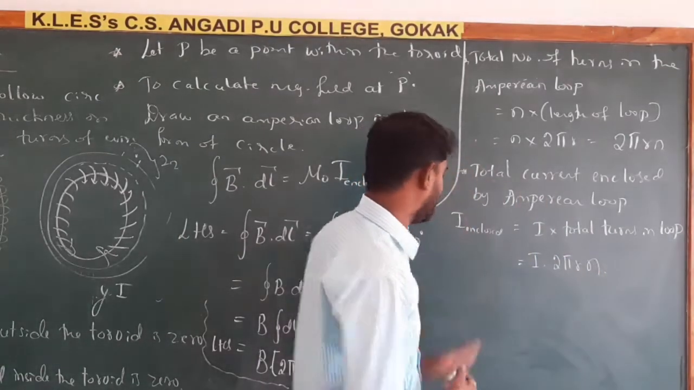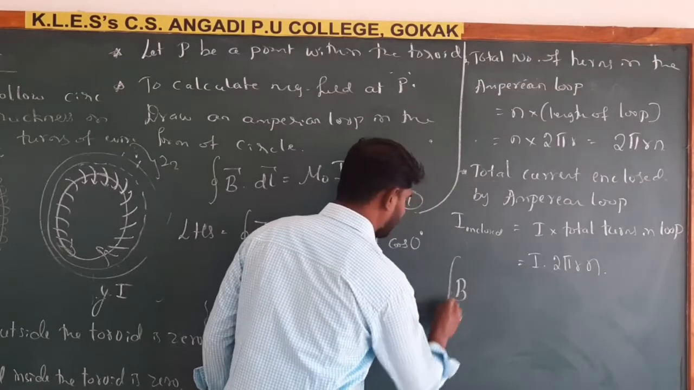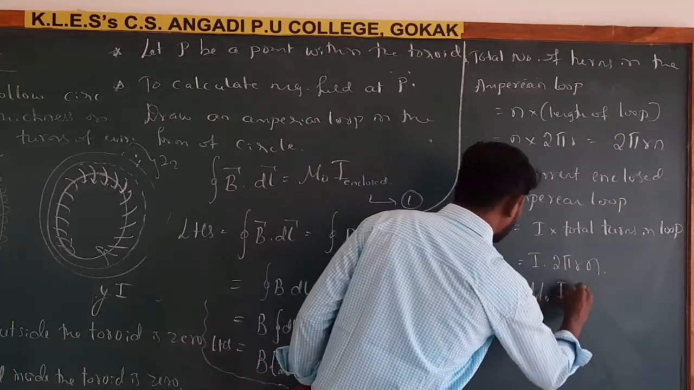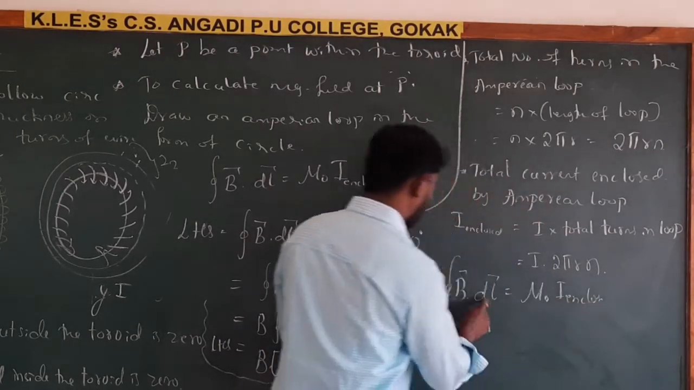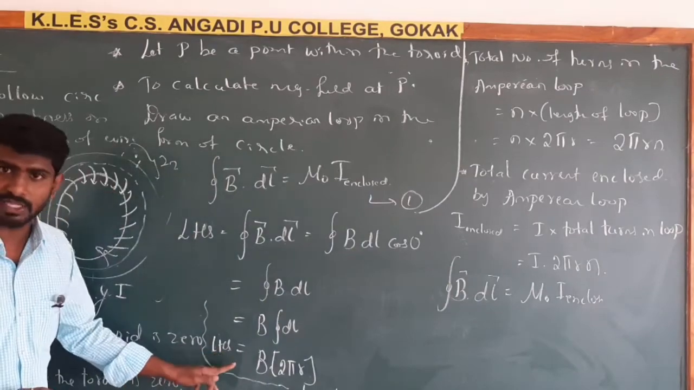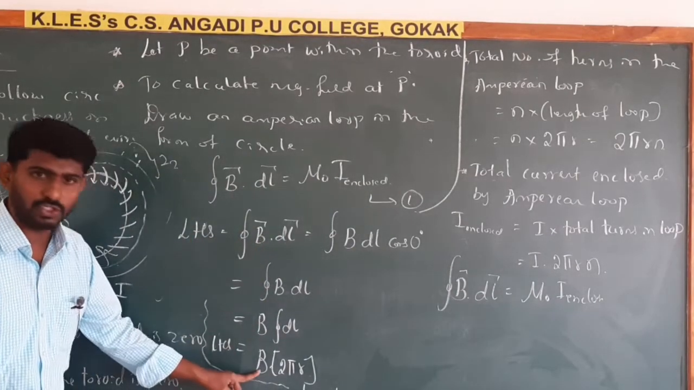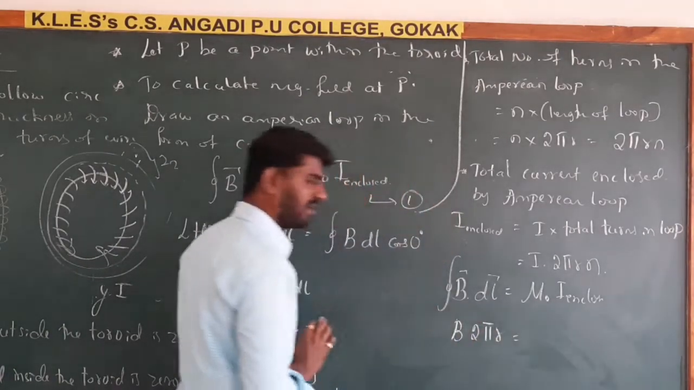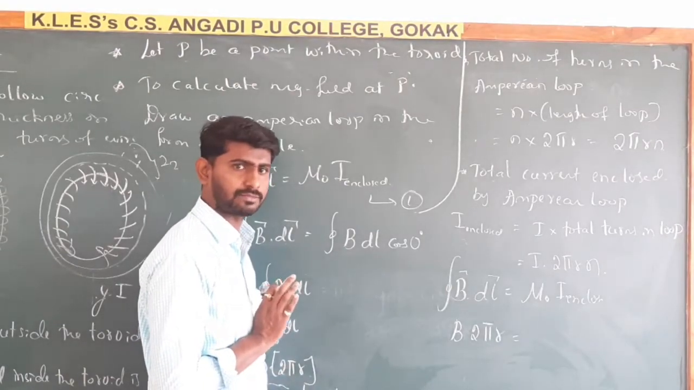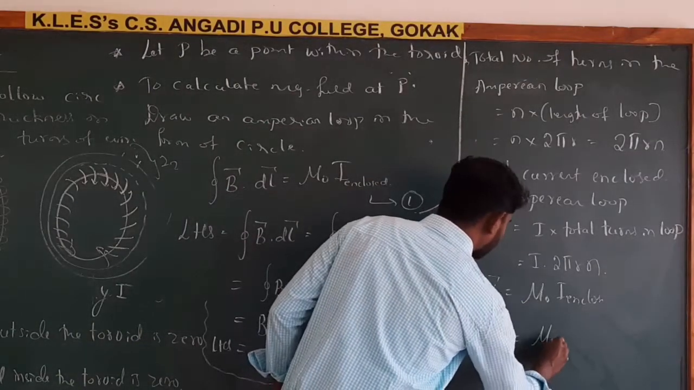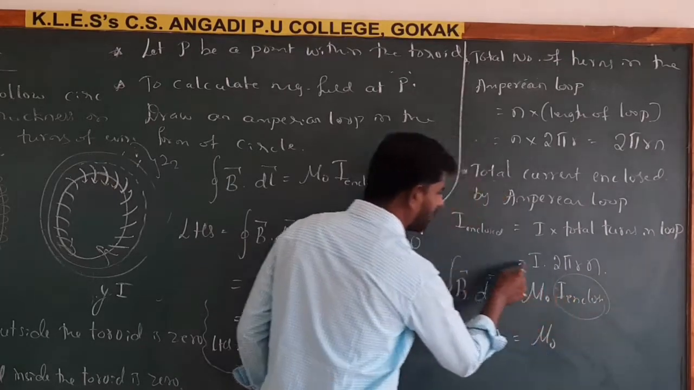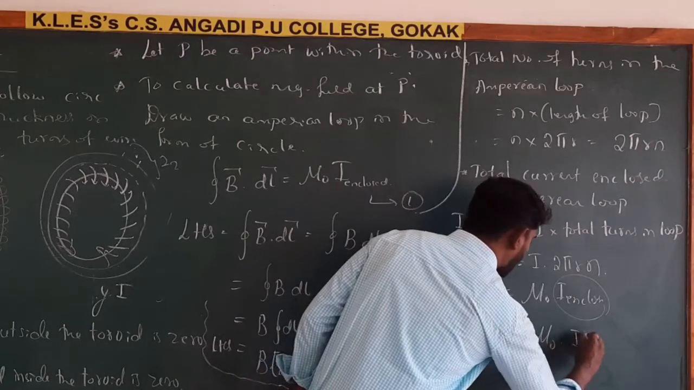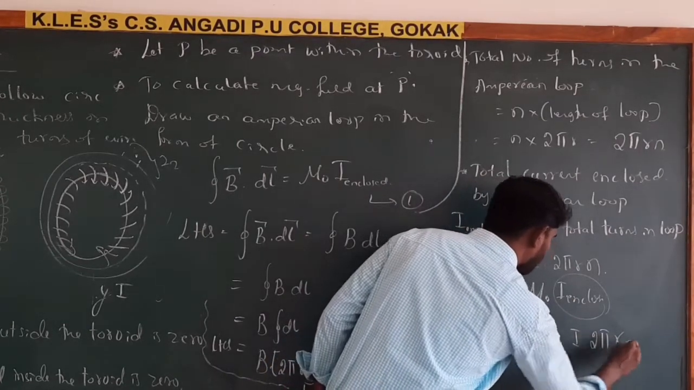Is it clear? Okay, so finally, integration of the Ampere circuit law, integration of B dot dl is equal to mu naught into I enclosed. The value of B dot dl we already got, we did it in the lectures. B dot dl value is B into 2 pi r. So finally, the integration value is this, and mu naught as it is, into I enclosed. I enclosed, we got it. I enclosed is equal to I into 2 pi r n. So this will be I into 2 pi r n.